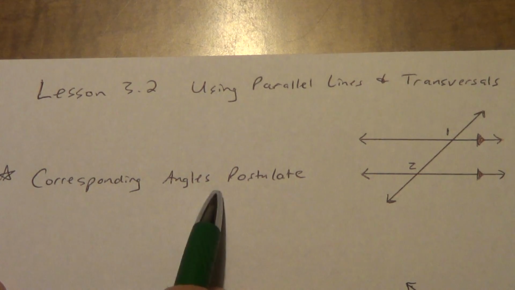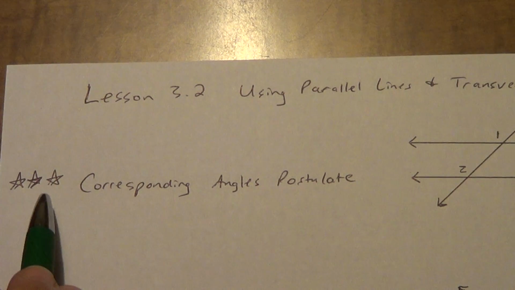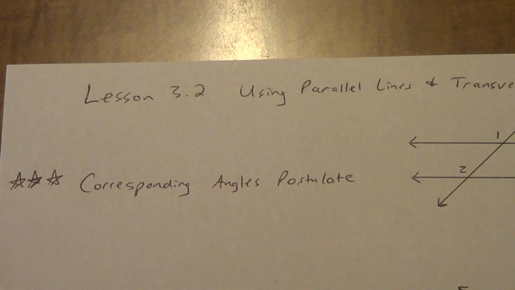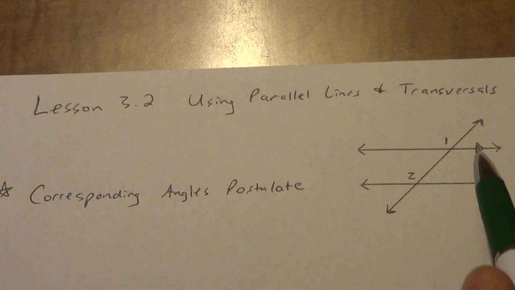First one's called the corresponding angles postulate. And remember I told you I'd number them with stars throughout the year. This is a 3-star postulate. It means it's very, very, very important. All right, and this is what it looks like.